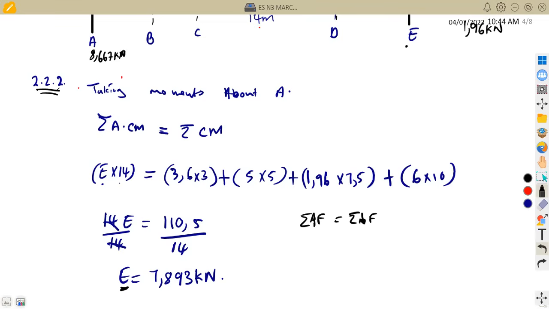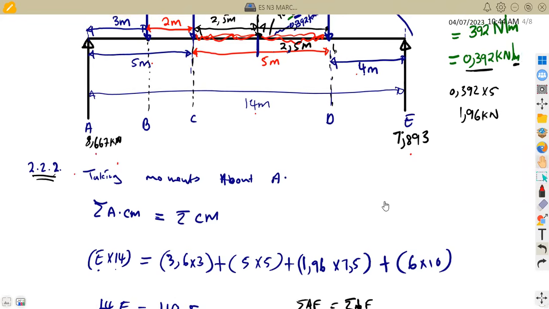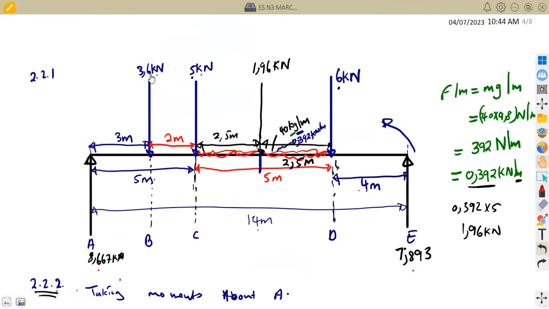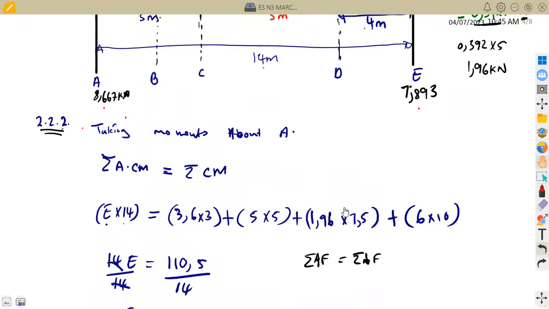So the upward forces, we've got the point A and the point E. Remember that we calculated our E in this case, we got 7,893. So if you add these two, A plus E, we are going to obtain 16,56, which is the same answer that you must obtain if you add 3,6 plus 5 plus 1,96 plus 6. You're going to also obtain 16,56. Okay, so that was the question. Guys, for this one, I think everything is clear.